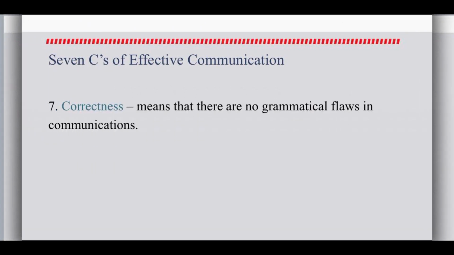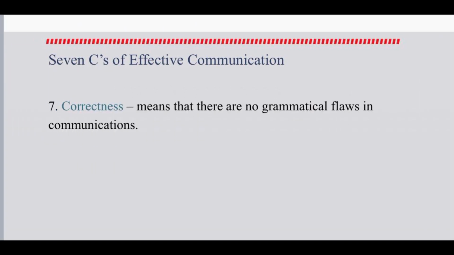And number 7 is correctness. While communicating, dapat careful jud ta sa paggamit og grammar.